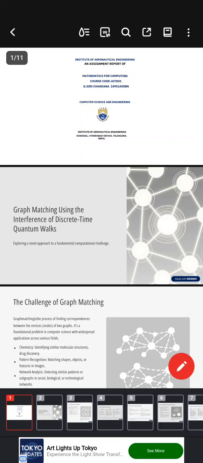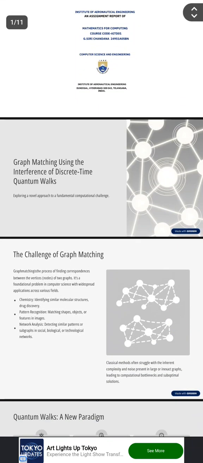Today I'm going to talk about mathematics for computing. The subject is mathematics for computing. My roll number is 24951A05BM. I am from Computer Science and Engineering.